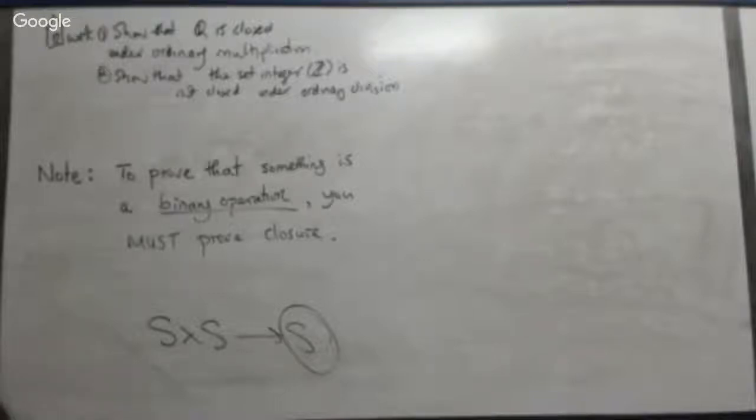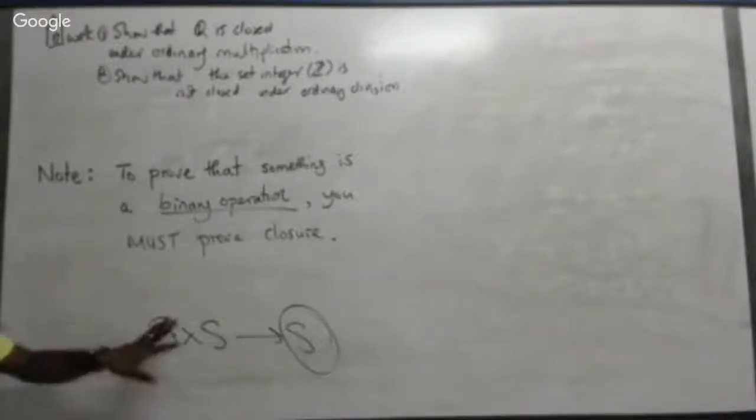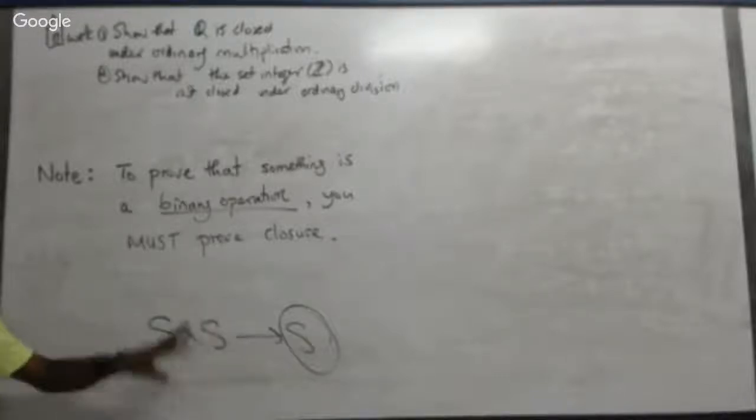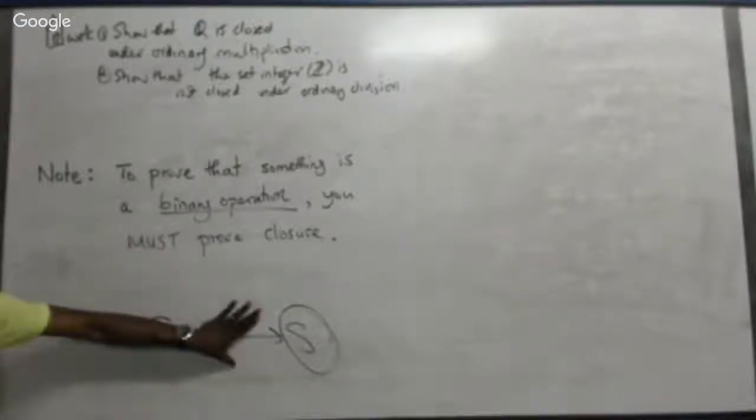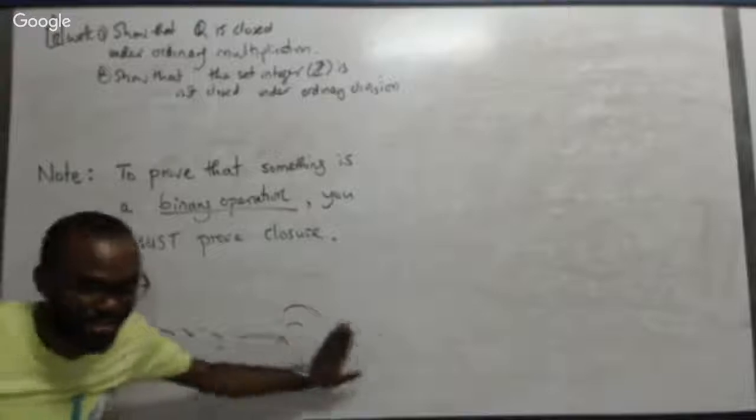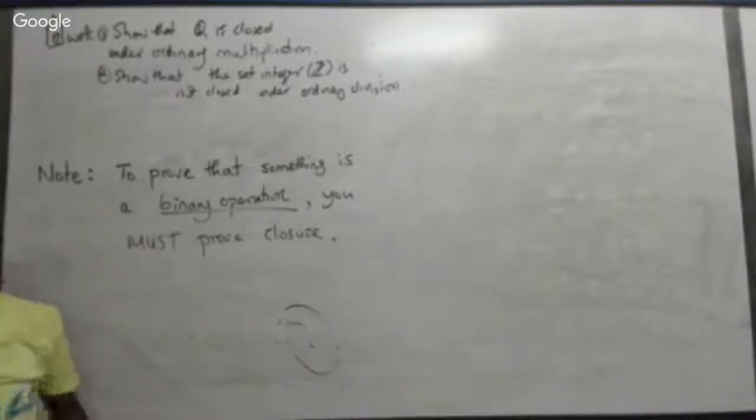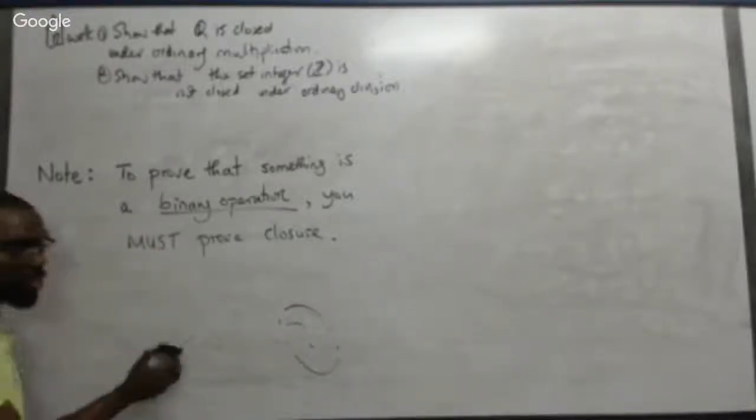It's not the same thing as closure. So it's like me saying two different things, but they keep them separate. Why on earth? I don't know. But to show that something is a binary operation, I show closure. Fair enough? If they ask to define what a binary operation is, this is what I write.